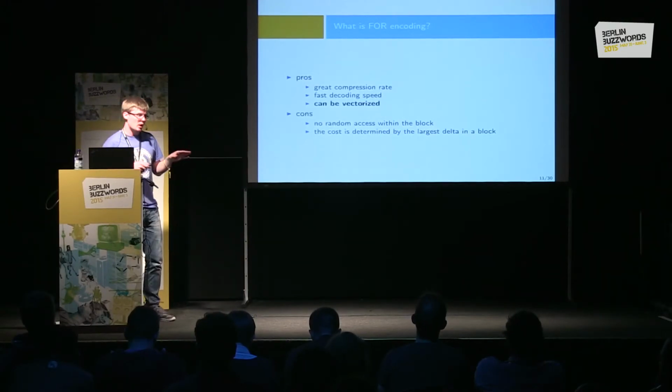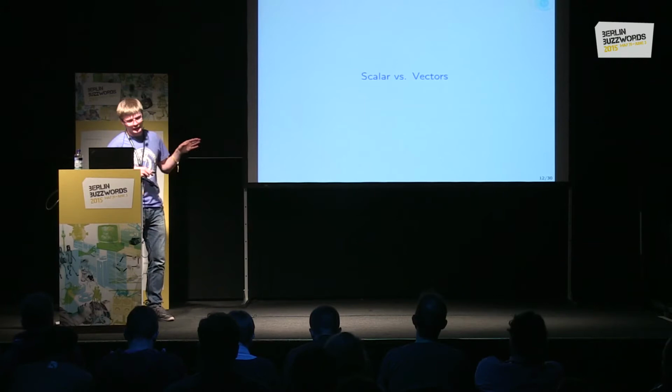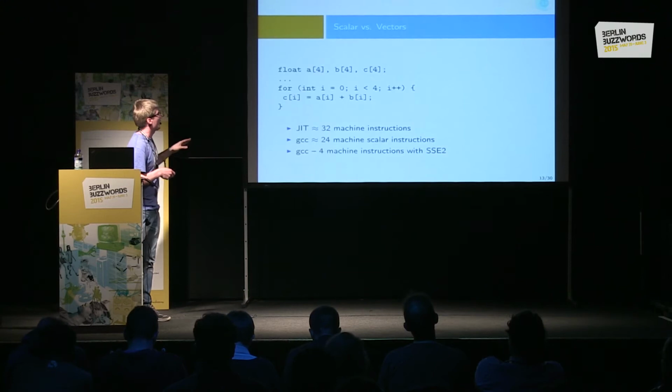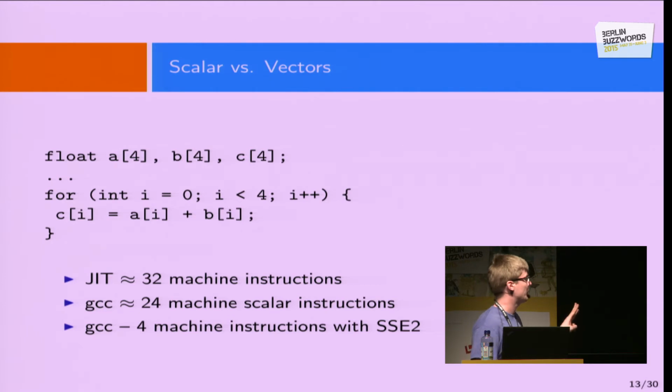Let me step away and describe what vectorization means and why it can improve performance. Consider the following example. In this example, we have 3 arrays with 4 elements in each, and we have a simple loop where we just sum these arrays. In the case of Java HotSpot, the JIT compiler will provide about 30 true machine instructions.